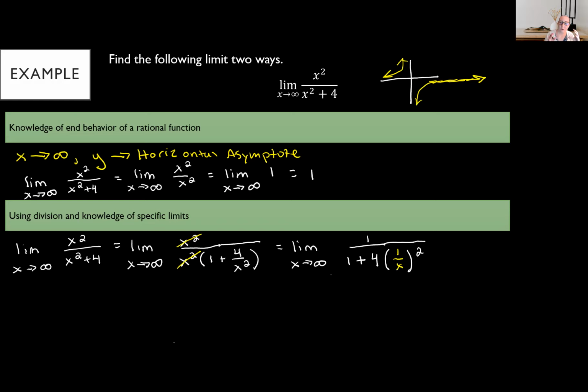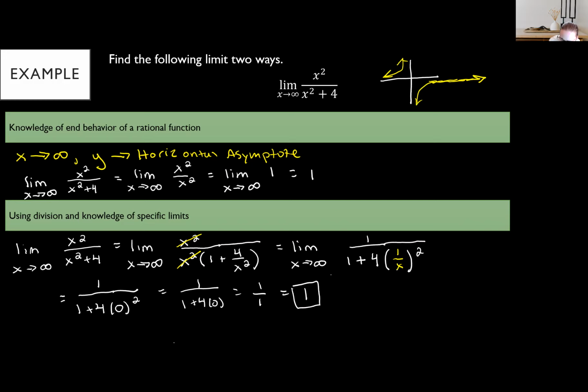So now we can take the limit. We can't plug in infinity, but we know that the limit of 1/x is 0. So when you take the limit, you can replace that with 0. So we're going to get 1 over 1 plus 4 times 0 squared. And now you're just doing some algebra. You're going to get 1 over 1, and you get 1.